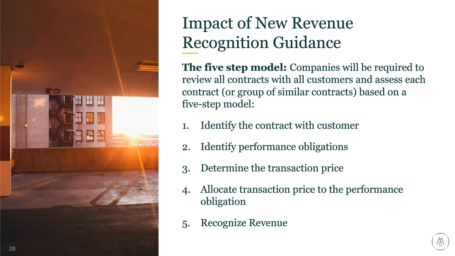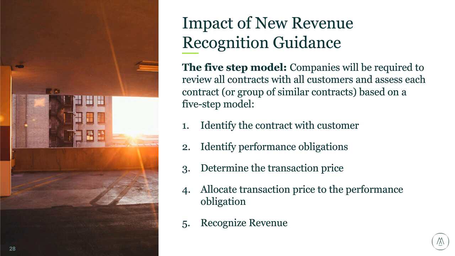Then you go to step four, which is to allocate the transaction price to the various performance obligations. This price is allocated based on a relative standalone selling price basis, the best evidence of which would be the observable price that you're charging your customers for that service. And then lastly, you recognize revenue in step five. This is recognized as the company transfers control of the promised goods or service, and this can occur either at a point in time or over time.